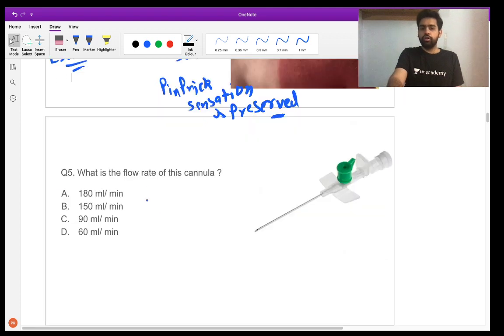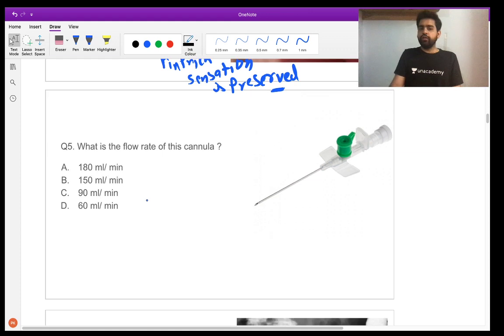Okay, so let us move on to the next question. What is the flow rate of this cannula? It is a green IV cannula. First, can you tell me what is the gauge of this cannula? Is it a 16, 18, 20 or 22 gauge cannula? So it is an 18 gauge cannula. Can you tell me what is the flow rate of this? Is it A, B, C or D?